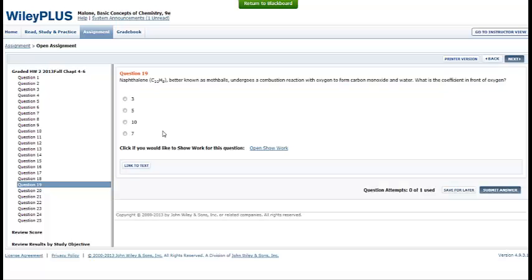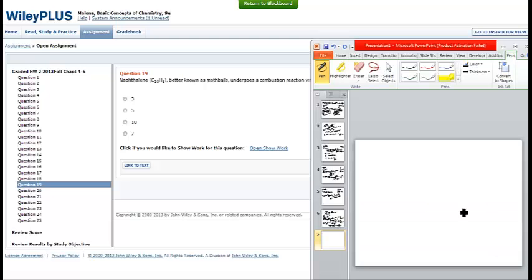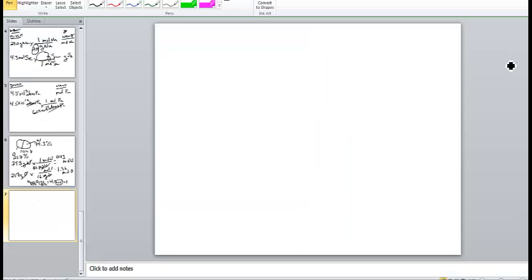Now, question 19. Naphthalene, better known as mothballs, undergoes combustion reaction to form carbon monoxide. So it gives you the formula, tells you it undergoes reaction with oxygen, and it forms these products. Now, read carefully. It tells you in this reaction, it forms carbon monoxide, not dioxide as we typically think when we think about combustion reactions. So in this case, we have naphthalene, C10H8, plus O2. Now it gives us carbon monoxide plus water.